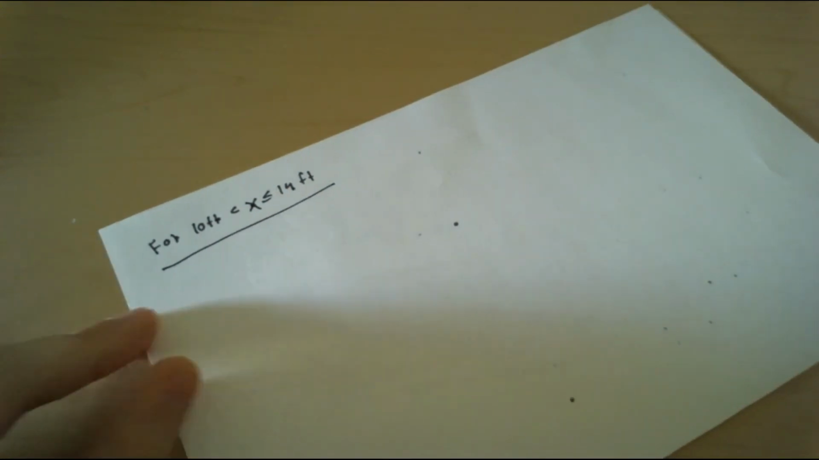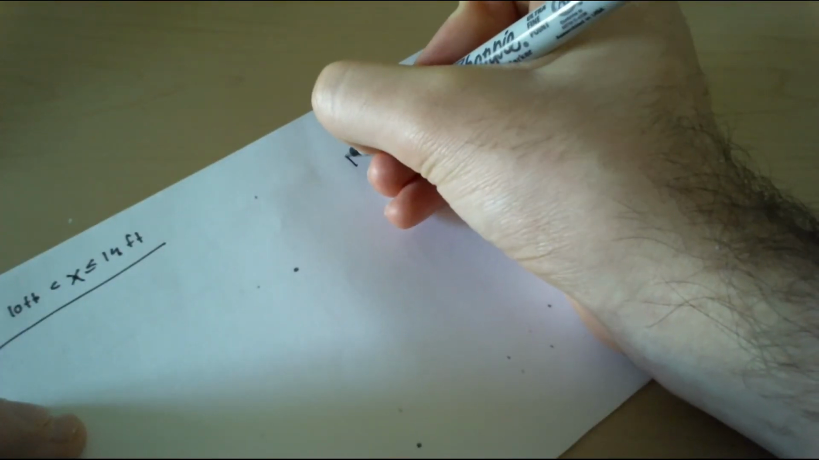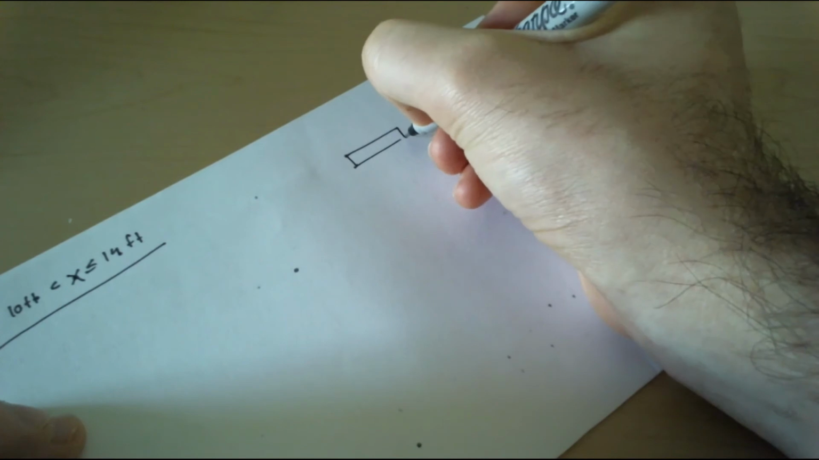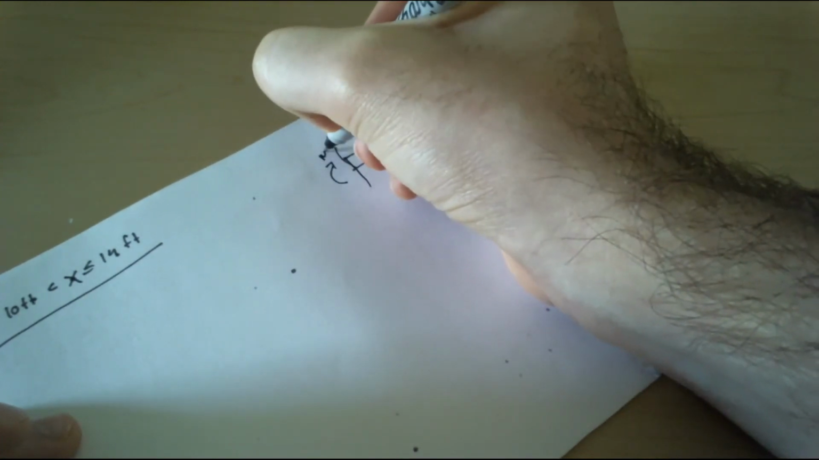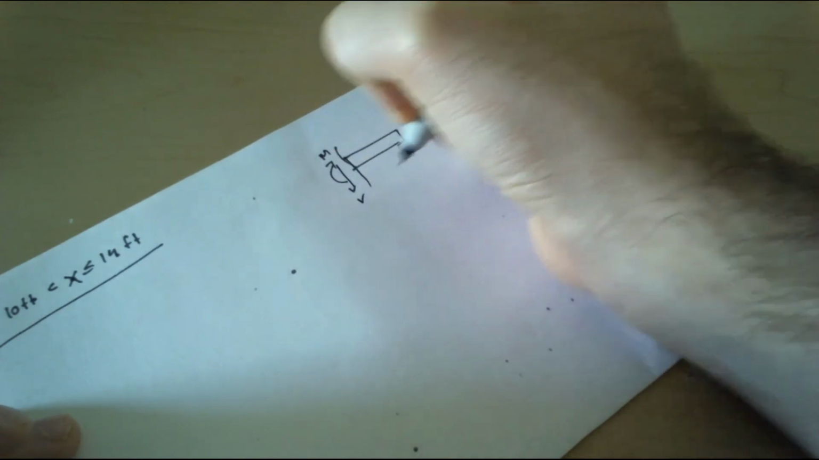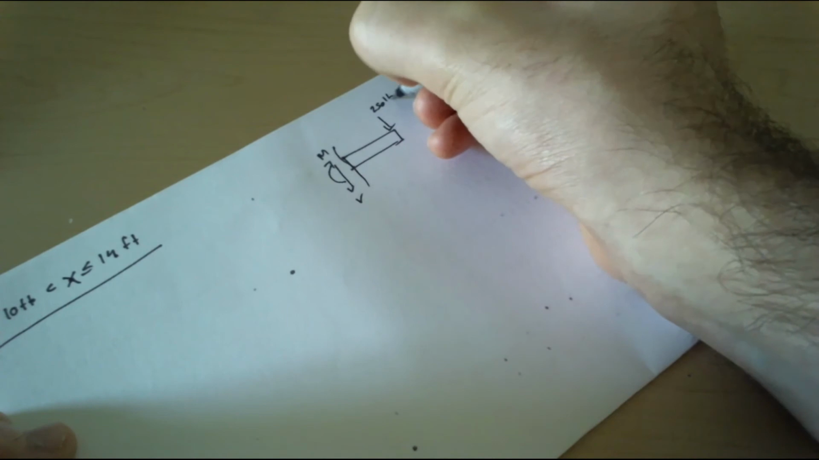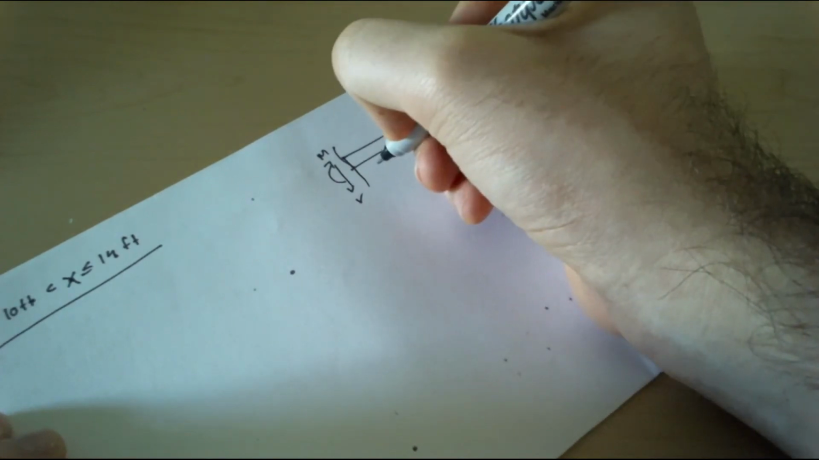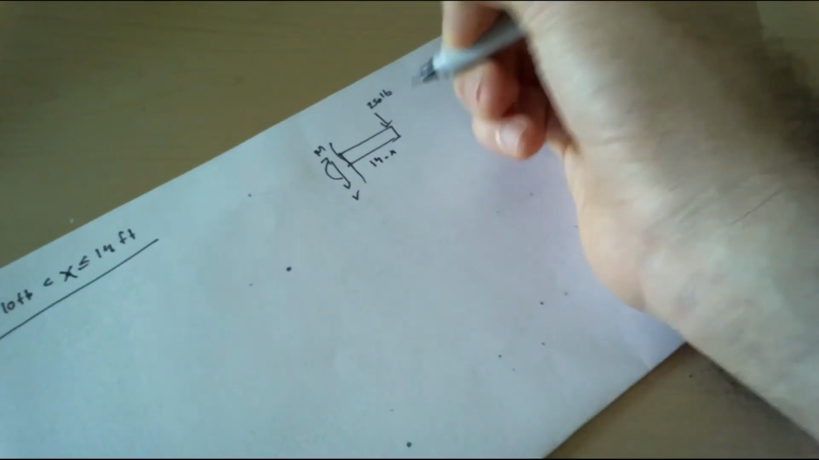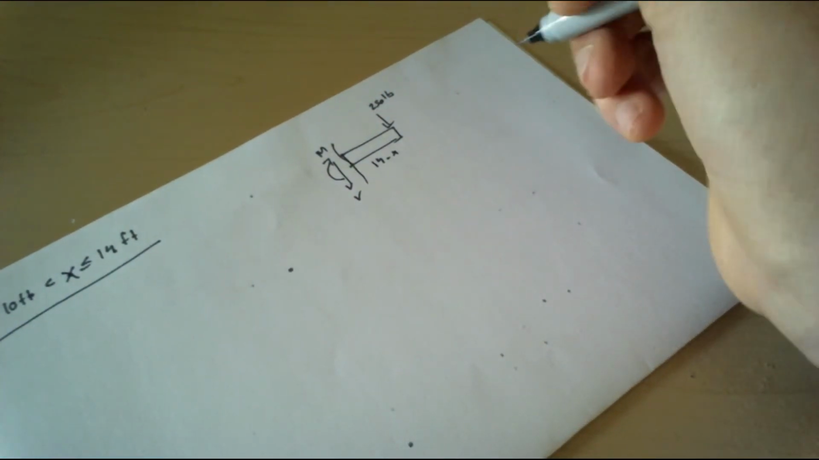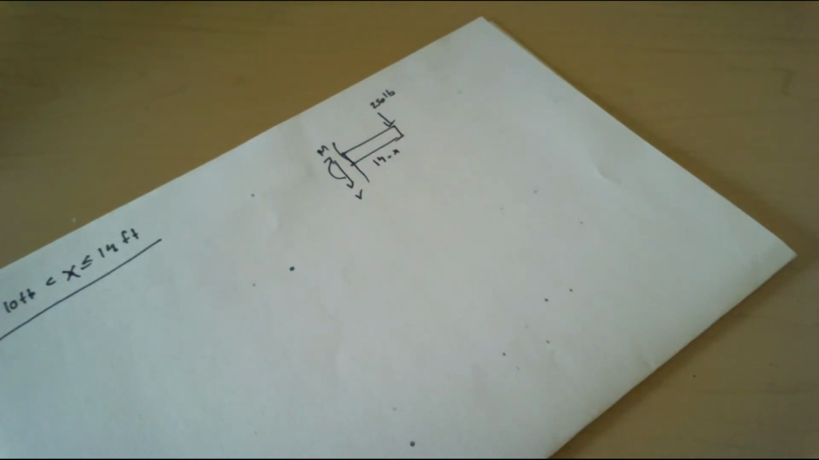You have to draw the free body diagram first. So we draw the free body like this. We want an M and V, 250 pound, and we have a 14 minus x. Why? Because the whole beam is 14, right here is x, so 14 minus x.